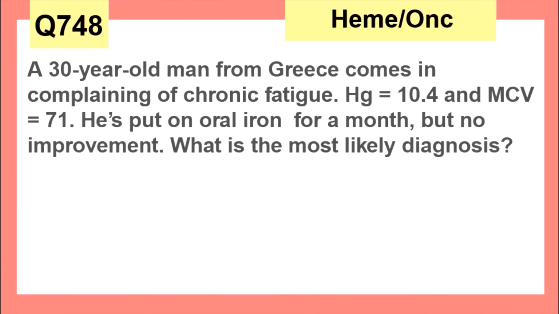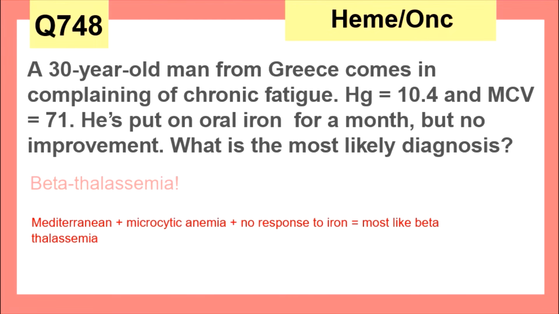748, a 30-year-old man from Greece comes in complaining of chronic fatigue. Hemoglobin is 10.4, MCV is 71. He's put on oral iron for a month, but no improvement. What's the most likely diagnosis? So this is thalassemia, where again we see patients often from the Mediterranean, microcytic anemia, and no response to iron. That's most likely beta thalassemia.